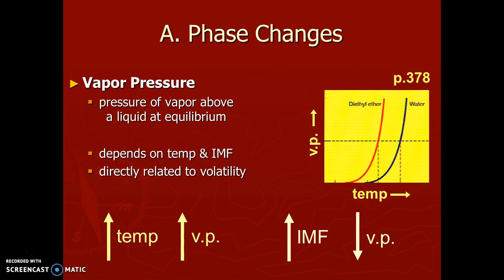Whereas something like rubbing alcohol has very low intermolecular forces. So the vapor pressure for rubbing alcohol is high. It's an inverse relationship. And you know that because rubbing alcohol has an odor, or something like fingernail polish remover or gasoline. Those all have very low intermolecular forces, so their vapor pressures are high. Temperature and vapor pressure is a direct relationship. Intermolecular forces and vapor pressure is an indirect relationship.